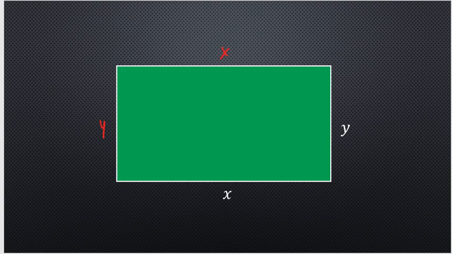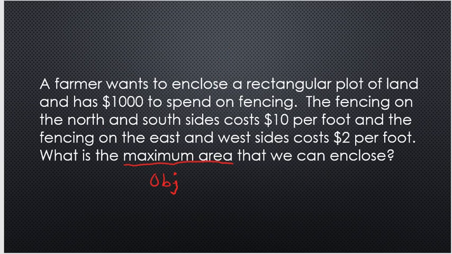We need the constraint equation. And if we go back to the statement of our question once more, this is where the other information that we were given in our problem is going to come into play. We're told that the fencing on the north and south sides costs $10 per foot, and the fencing on the east and west sides costs $2 per foot. And in total, we have $1,000 to spend on fencing.